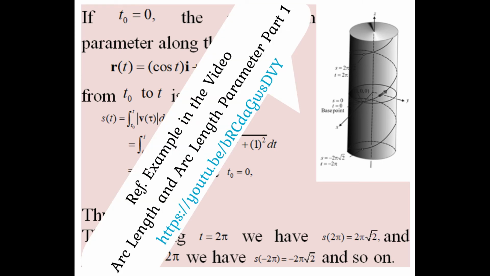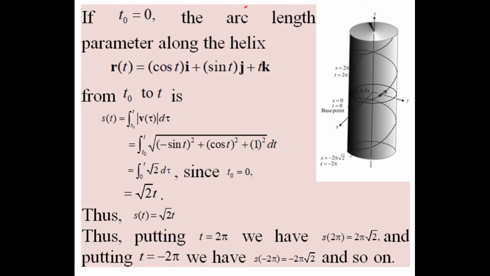In the previous example, we have a movement from 0 to 2 pi. Then how to find that arc length? We have to put t is equal to 2 pi. So we get root 2 times 2 pi, which is equal to 2 pi root 2. At the same time, if we put t is equal to negative 2 pi, what happens? We get negative 2 pi root 2. That means we are moving in the opposite direction. That is the reason this arc length parameter always gives a directed distance.